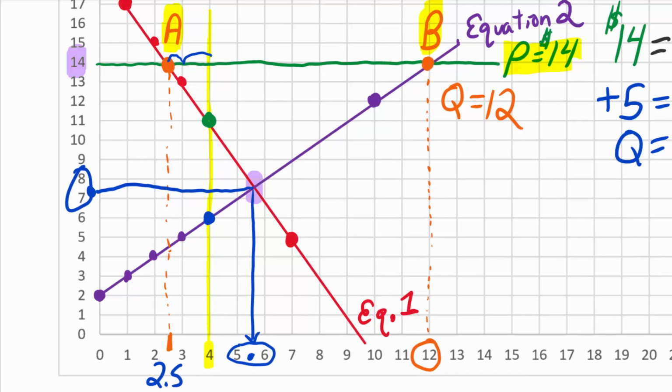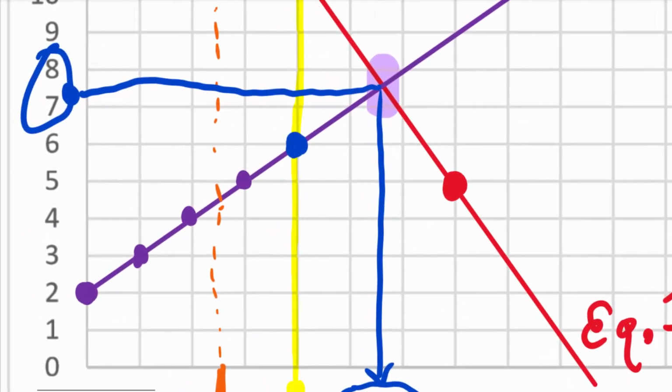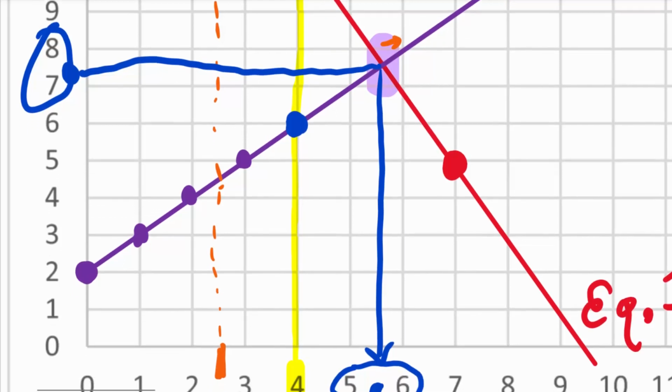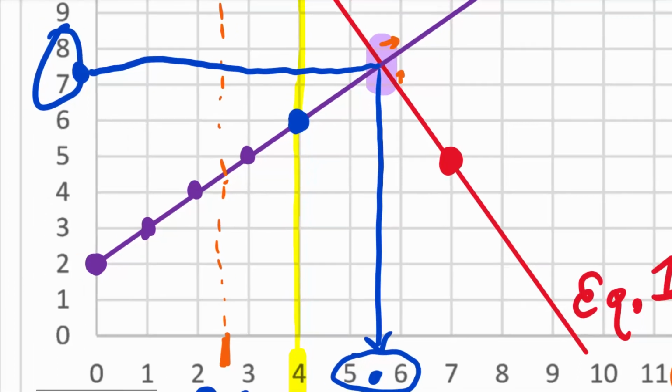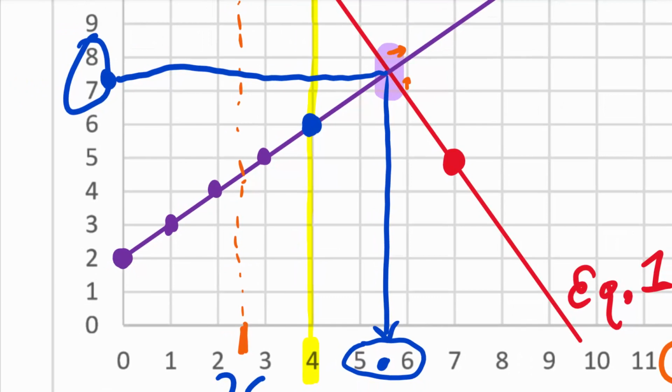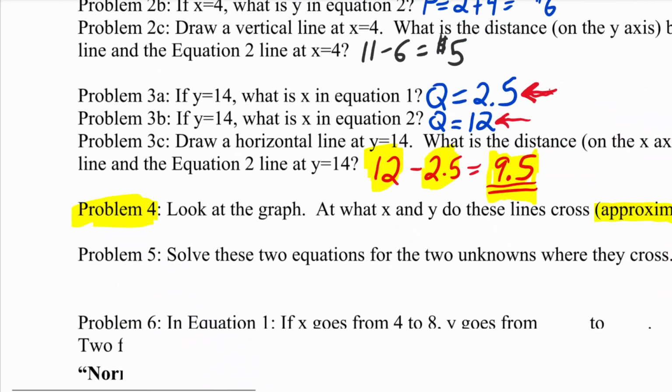If I've drawn this really, really perfectly, which is always a doubt, it looks like that point is a little bit further to the right here on the quantity axis. Maybe a little closer to 6, and maybe a little higher on the y, but we're never going to draw things perfectly. So we're going to have to go back and look at those equations and double check to see exactly where those equations intersect. But let's write down our initial guesses here. Around 5.5 quantity, around 7.5 for the price.